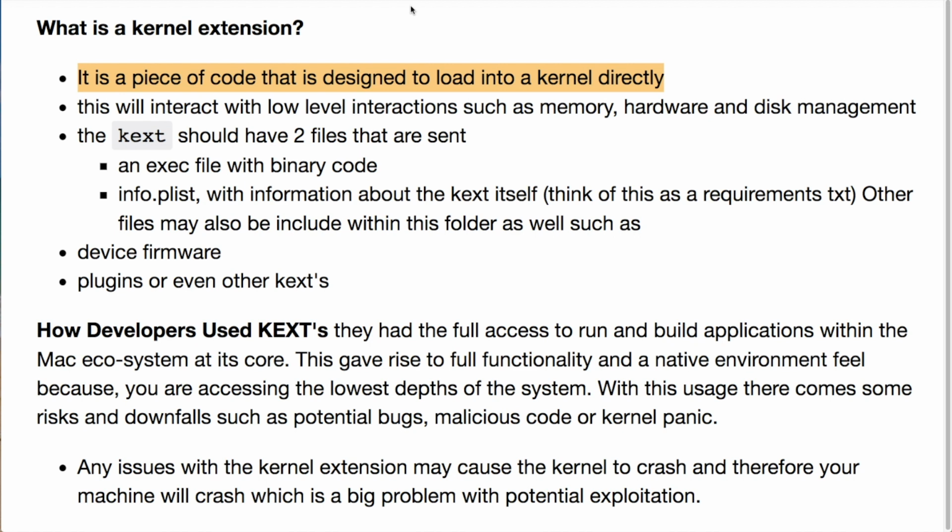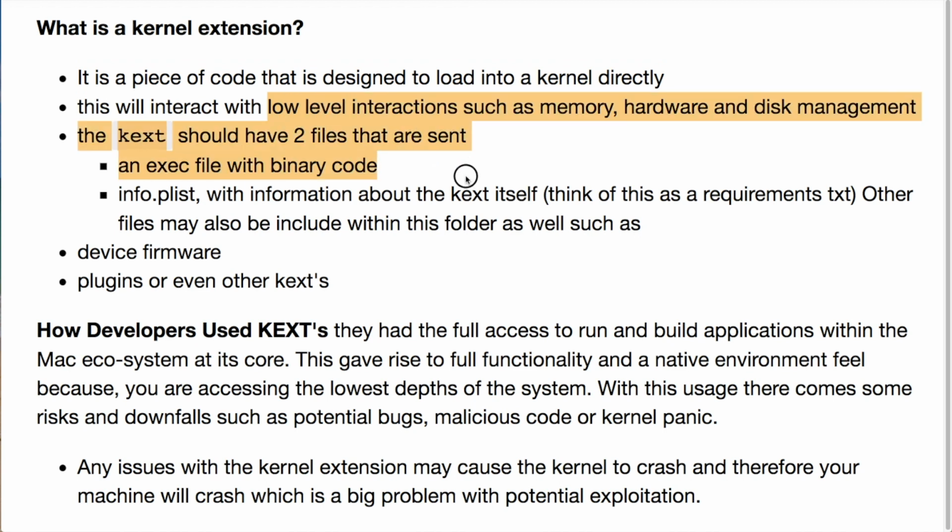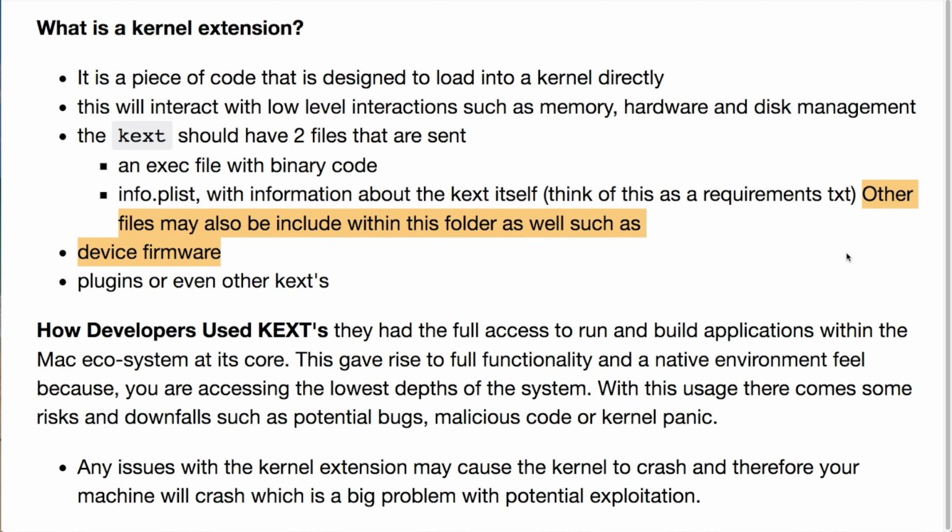This is dealing with your low-level tasks. Think of interactions such as memory, hardware, and disk management. The kernel extension, abbreviated kext, should have two files that are sent with it. One of them is an exec file with some binary code, and the other would be something like an info.plist. You could consider this as something similar to a requirements text that you would have if you were using like a virtual machine. It's giving you a layout of what dependencies you may be using. You may also have other folders which may contain information such as your device firmware or even plugins and information about other kernel extensions that may be provided as well.